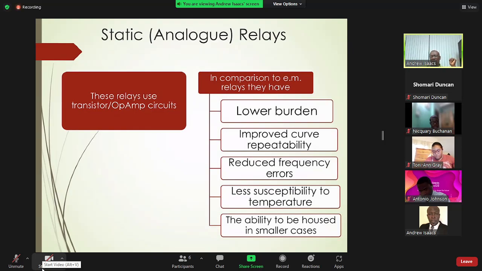Reduced frequency errors, less susceptible to temperature, as I mentioned before. And of course, it makes the relay smaller. Earlier I showed you the static relay, nice and cute. But when you come to the electromagnetic, they are quite bulky. Very bulky. So that's one benefit of your analog relays. It allowed the size of the relay to be reduced. All right?